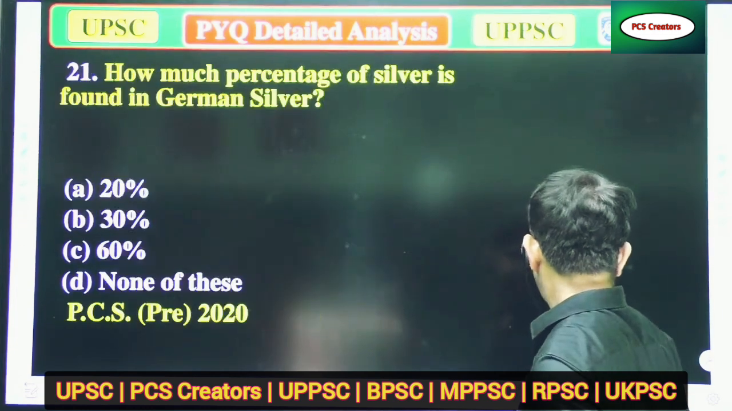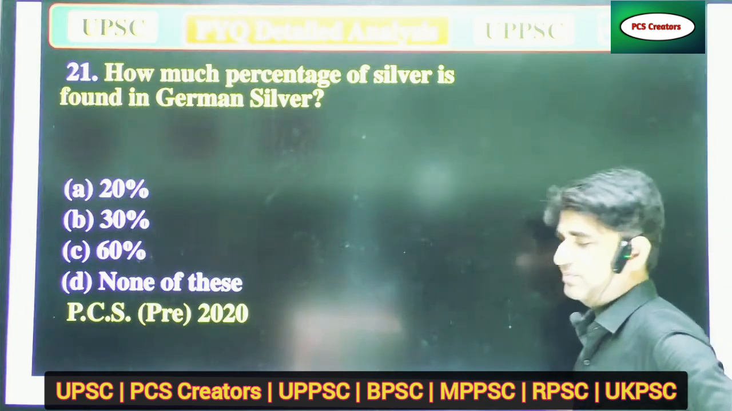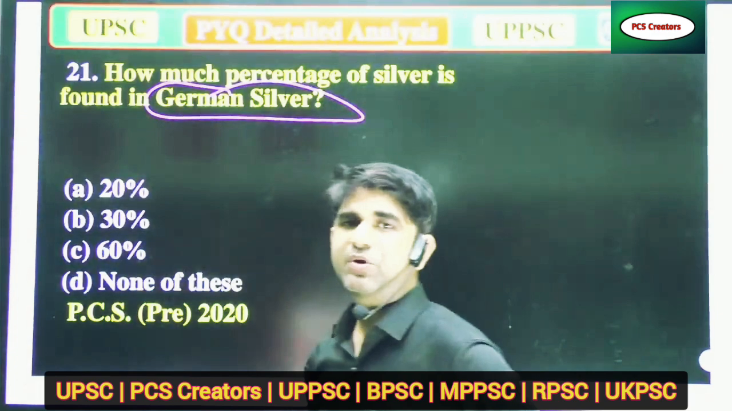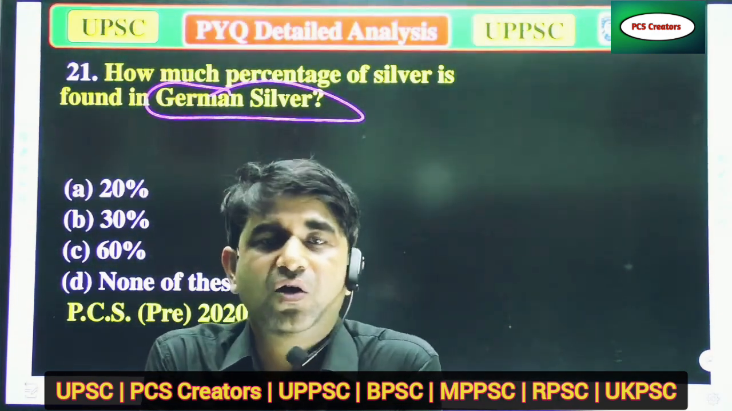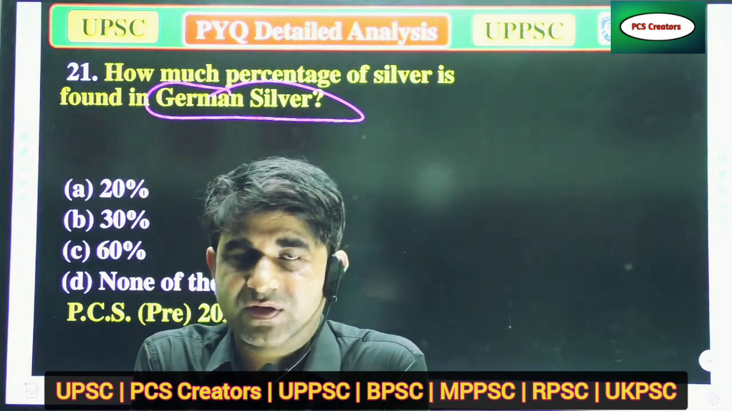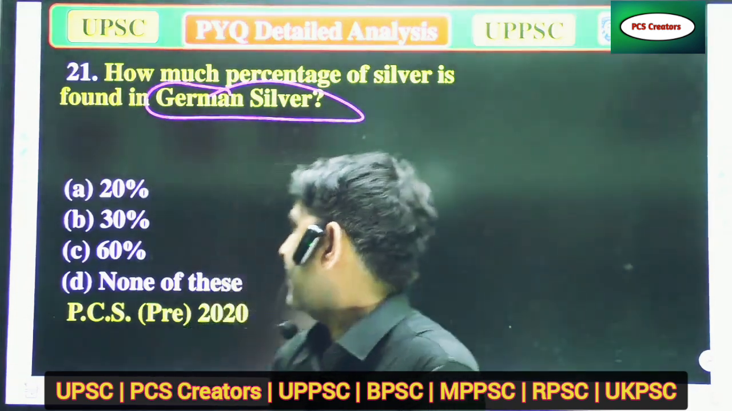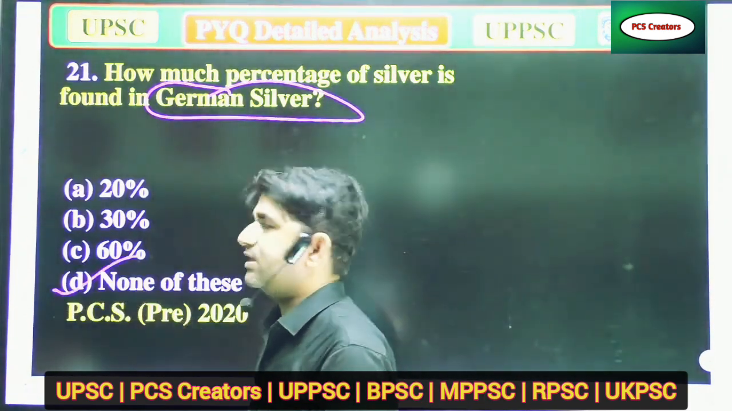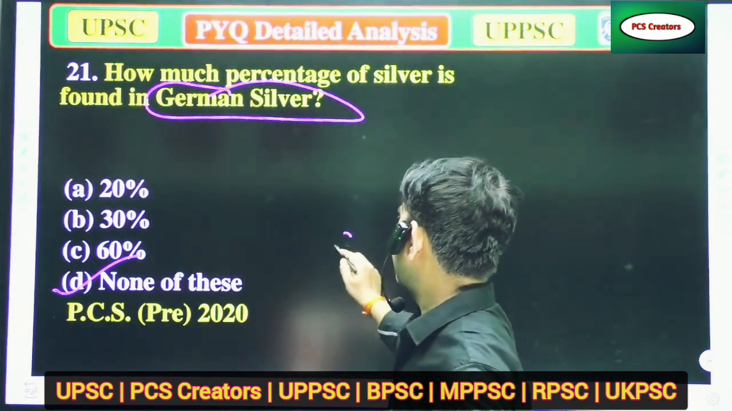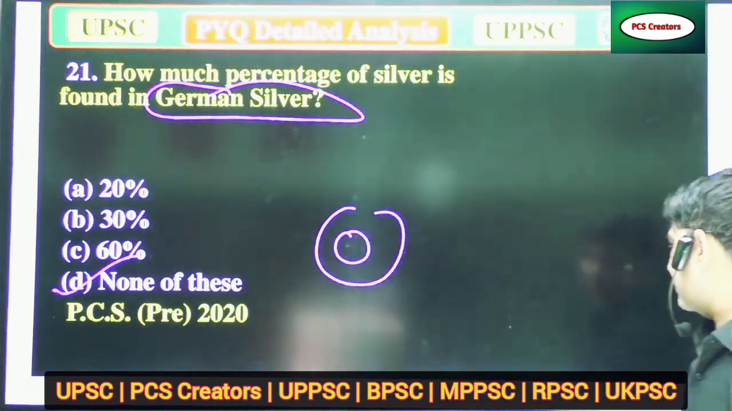Now the next question is, how many percent of silver is found in German silver? German silver is just like rolled gold. So it is a simple question: how many percent of silver is found in German silver? Its name is only German silver. It has no components of silver. It has no silver. So option D is correct, because in German silver there is 0% silver. So we'll move to the next question.